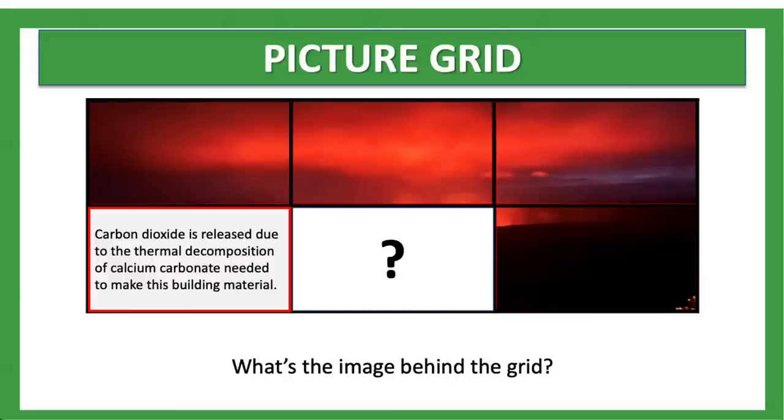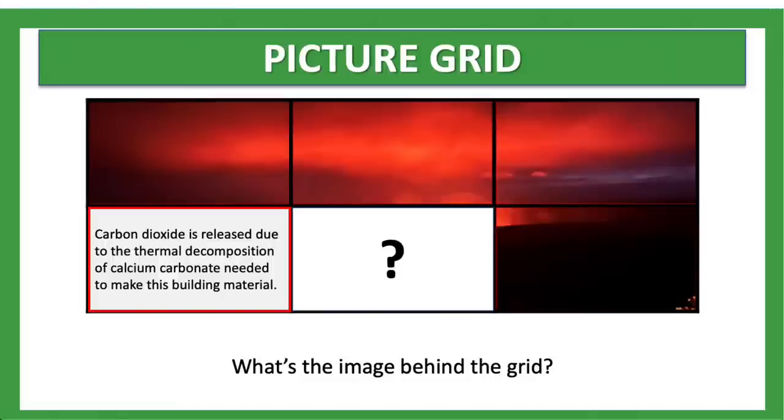So our next question says carbon dioxide is released due to the thermal decomposition of calcium carbonate needed to make this building material. This is something that actually contributes a lot of carbon into the atmosphere, but a lot of people forget about it. So what building material could it be that's contributing a lot of carbon dioxide into the atmosphere?